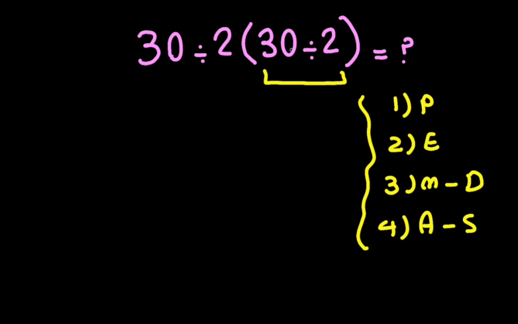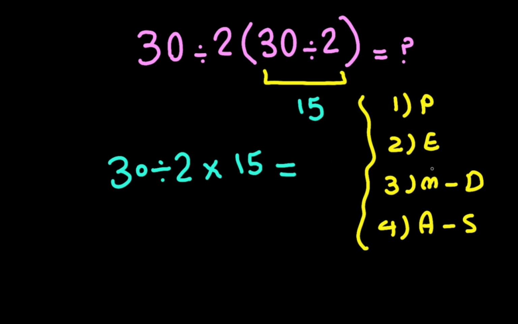So 30 divided by 2 gives us 15. Now we have 30 divided by 2, and we have one multiplication here and 15. According to PEMDAS, as we know, multiplication and division are equally important, so we have to solve from left to right.